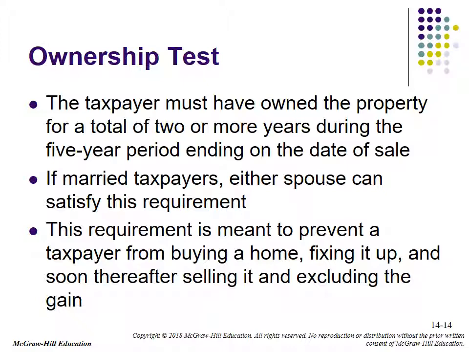If married taxpayers, either spouse can satisfy this requirement. So if you owned your home during the last 5 years, okay, and you get married and your spouse moves in with you, they don't have to own it too, just as long as you owned it for 2 of the last 5 years. This requirement is meant to prevent a taxpayer from buying a home, fixing it up, and selling it and excluding the gain. So flippers don't fall under this category. They are in a business.